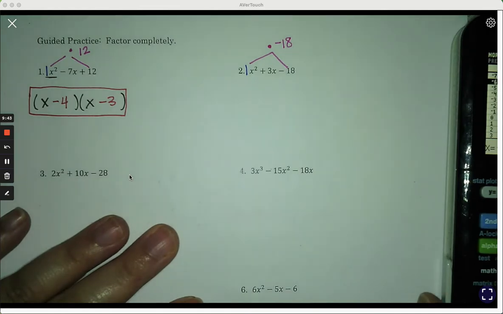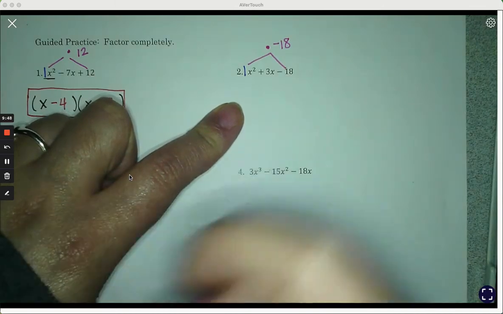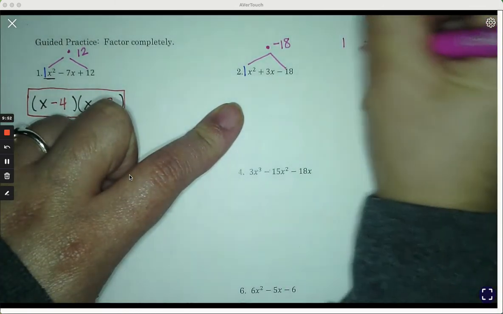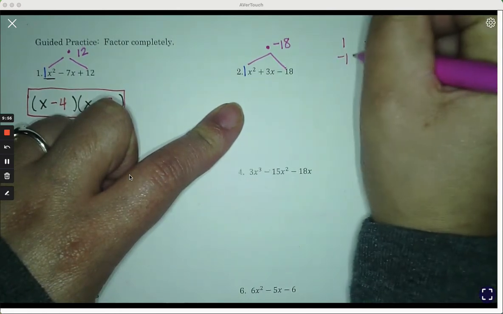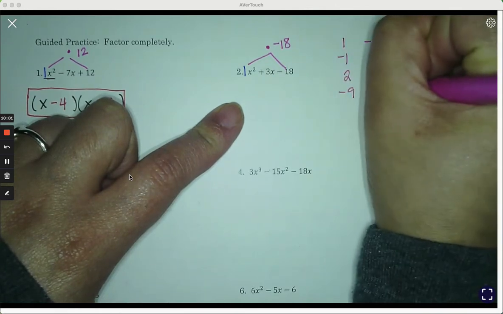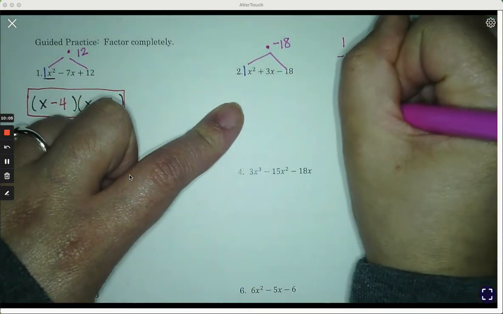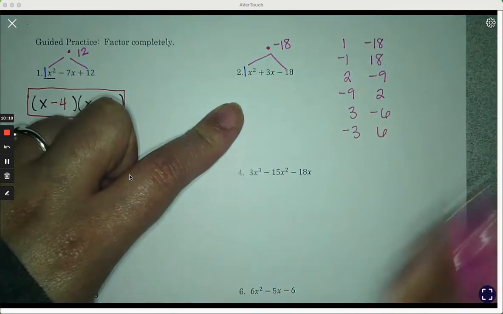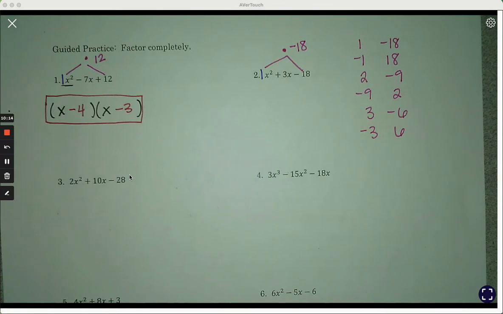So we want two numbers that multiply to negative 18. We have 1 and negative 18, that's a given. Negative 1 and positive 18. 2, negative 9, negative 2, positive 9. 3, negative 6, negative 3, positive 6. And we are looking for ones that add to positive 3.